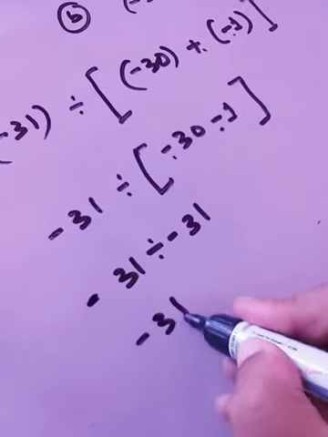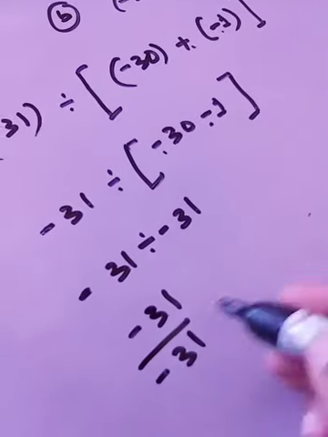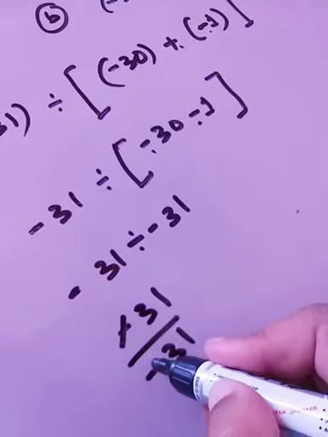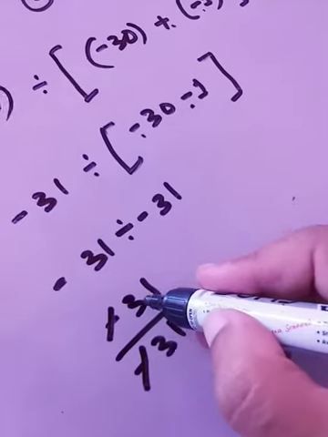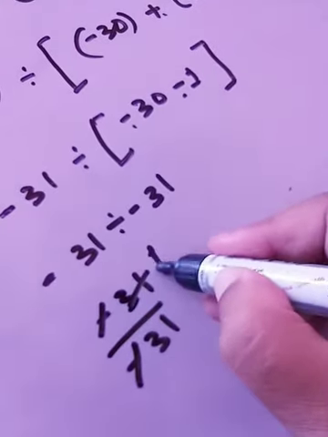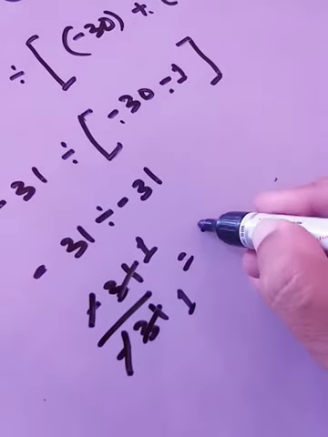Again, minus 31 upon minus 31. So both the numerator and denominator are carrying the minus sign. You will cancel it out. And 31 divided by 31 is what? 31 ones are 31. That is, 1 is the answer.